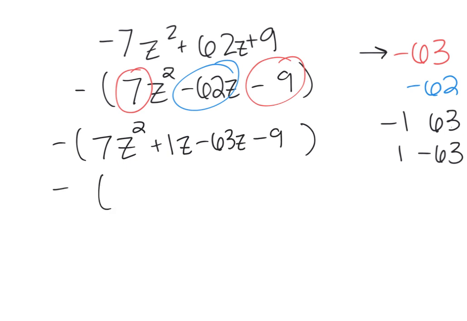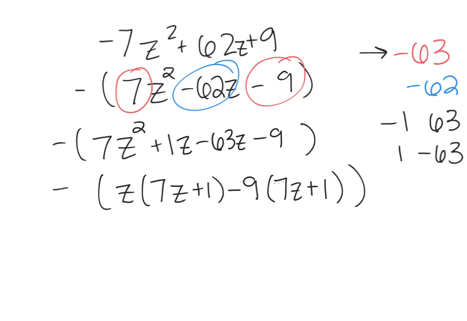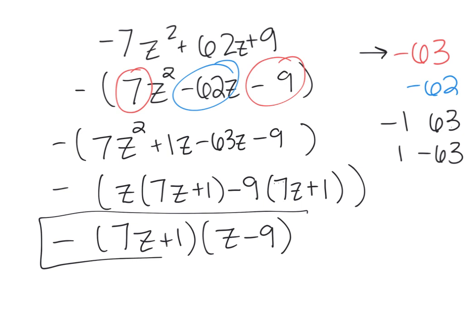Now I'll do my factor by grouping. The first one only has a z in common, so 7z plus 1. And then this next set of terms, I'm going to take out a -9. If the term is negative, you do need to factor out the negative. That'll be 7z plus 1. And so we have the negative in front, then we have the 7z plus 1 common factor, the z minus 9 in front, and that's our final factoring.